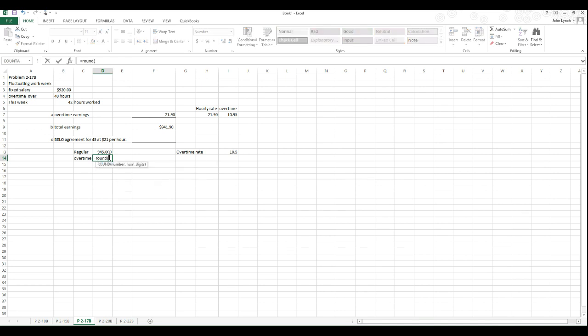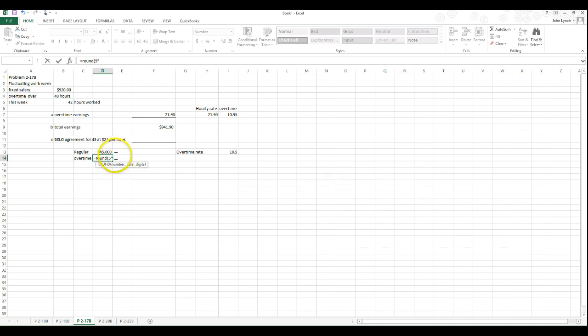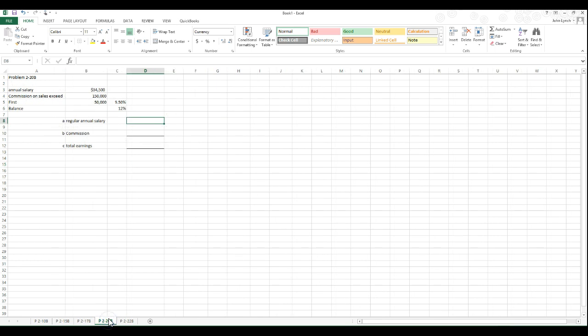Now they're paid on 45 hours. So the overtime pay would be 5 times the 10.50, or 52.50. So the total earnings then would be the 945 plus the 52.50, or 997.50. So that's how you do the problem 2-17B. Remember, the base is a guaranteed wage that they receive no matter how many hours they actually work.